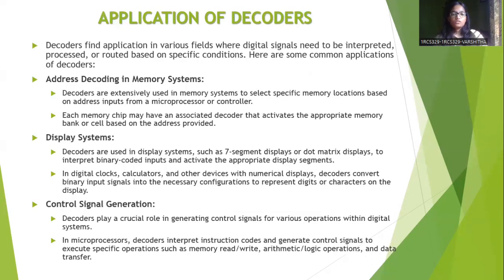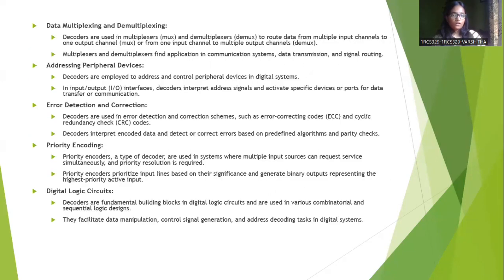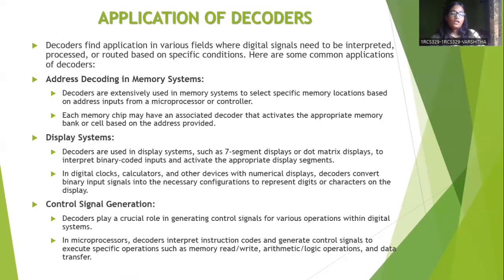Applications of decoders are address decoding in memory systems, display systems, control signal generation, data multiplexing and demultiplexing, priority encoding, digital logic circuits, addressing devices, and error detection and correction. Decoders find application in various fields where digital signals need to be interpreted, processed, or routed based on specific conditions.